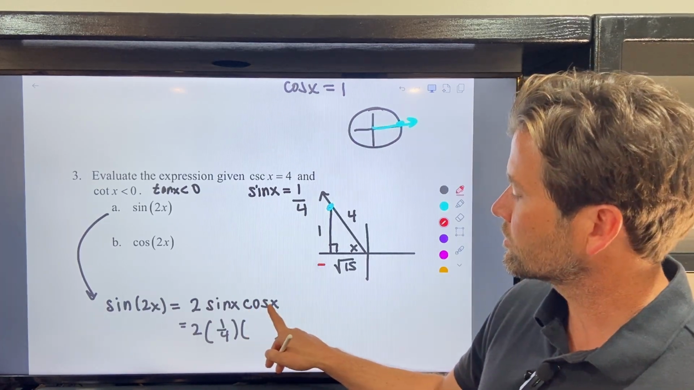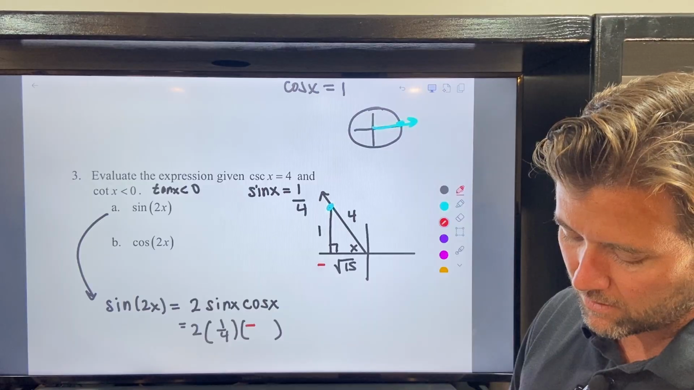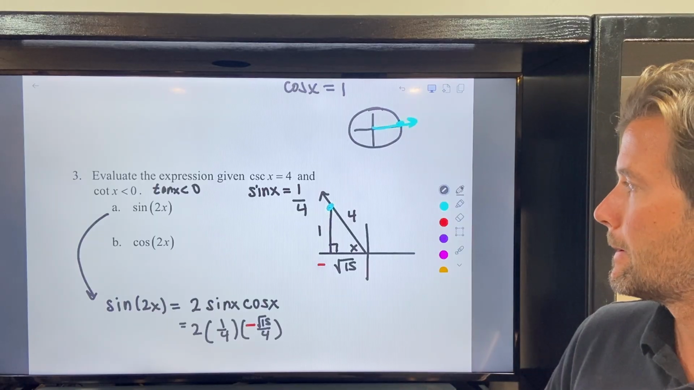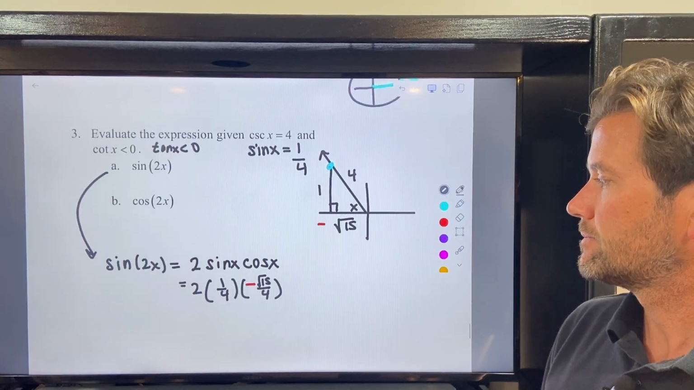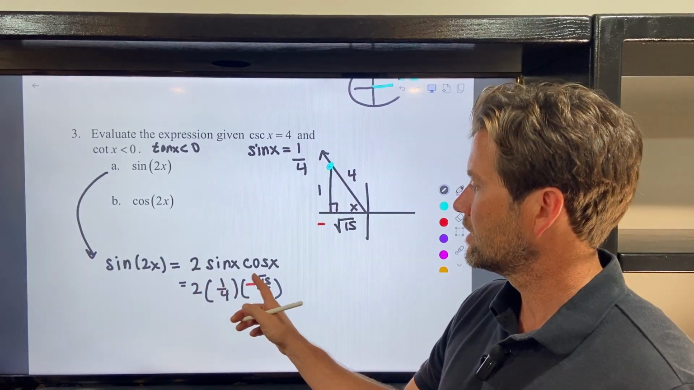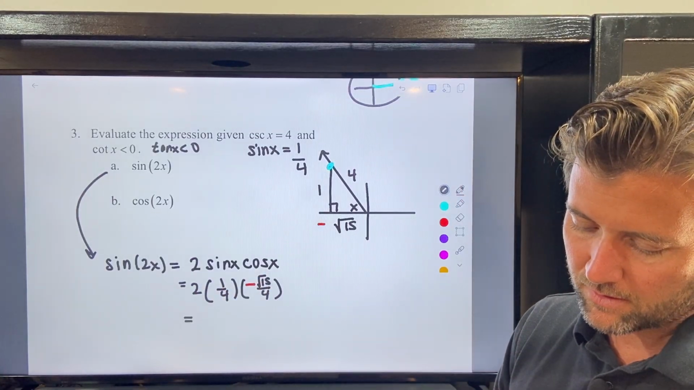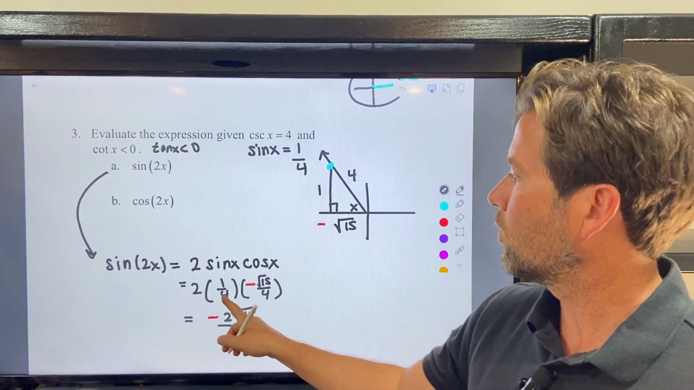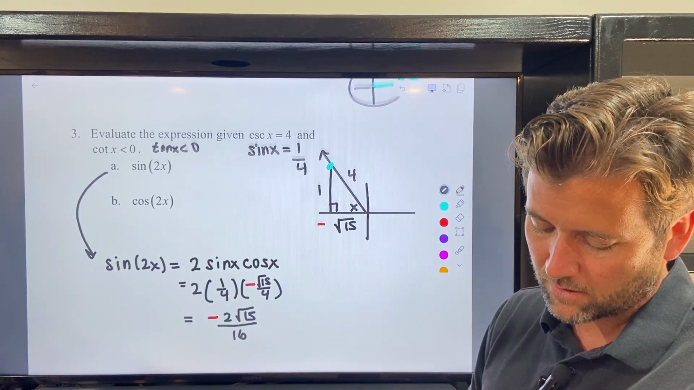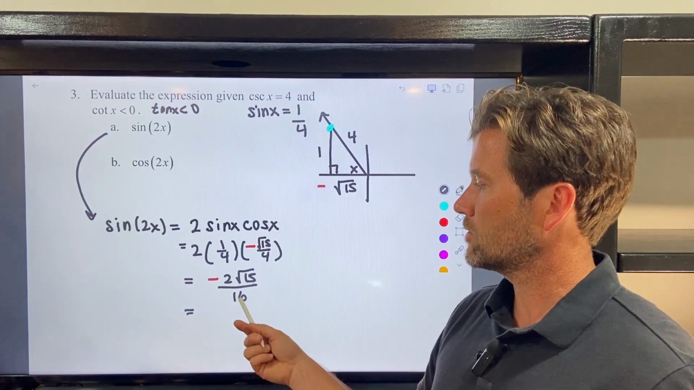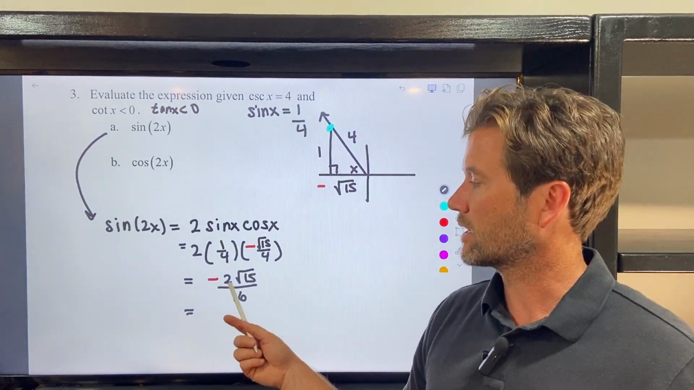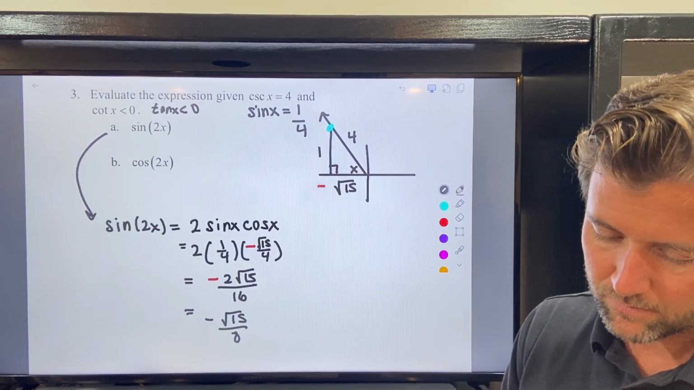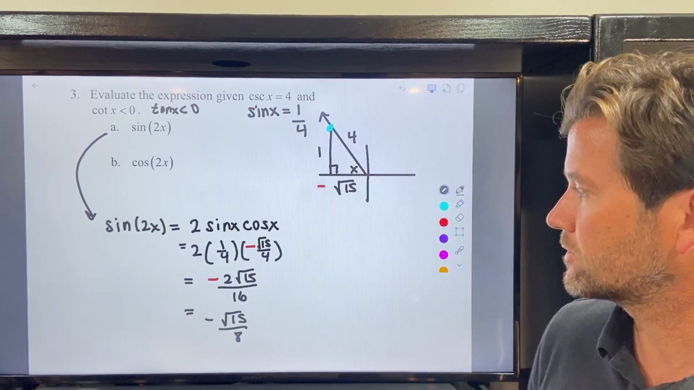So here, what's the cosine of x? The cosine of x is negative radical 15 over 4. Now I'm going to simplify this. 2 times negative 1 times negative 15 is negative 2 radical 15. 4 times 4 is 16. 2 is also a factor of 16. 2 times 8 is 16. So I can cancel those common factors and get negative radical 15 over 8. That's our answer to part A.